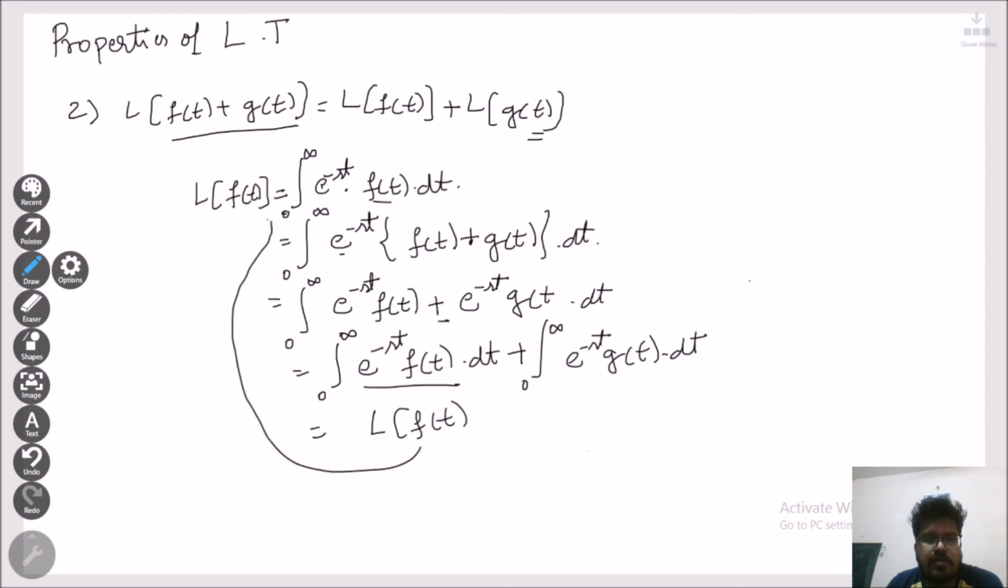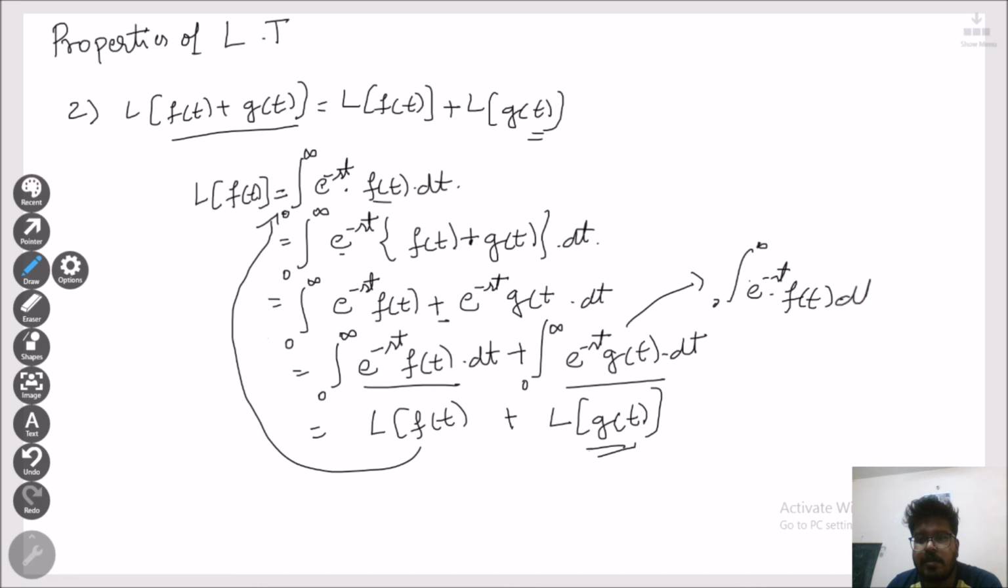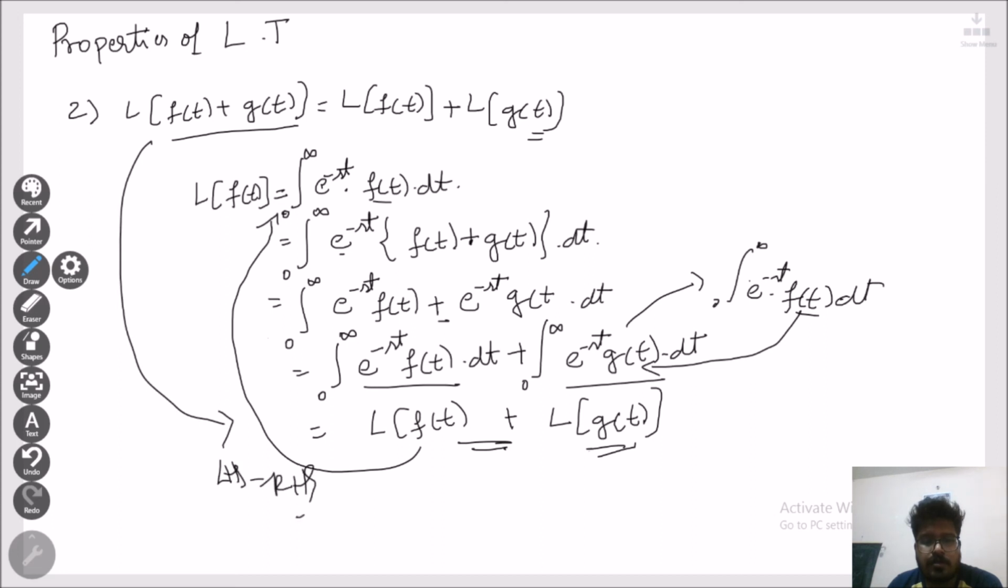Here the term e to the power of minus st f of t is the form of Laplace transformation of f of t definition. Now this will become the Laplace transformation of function g of t, because it is of the form integration from 0 to infinity e to the power of minus st f of t dt. Here in place of f of t it is g of t. So this is Laplace transformation of g of t. So LHS is equal to RHS.